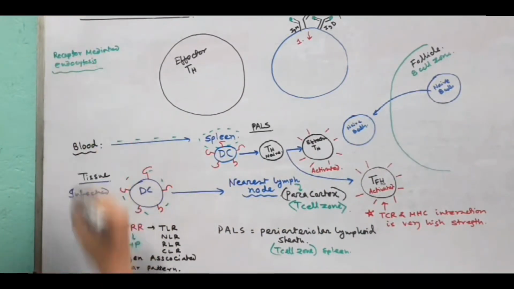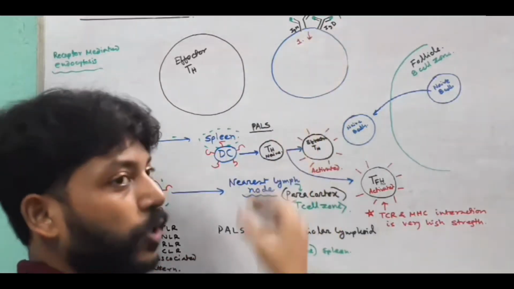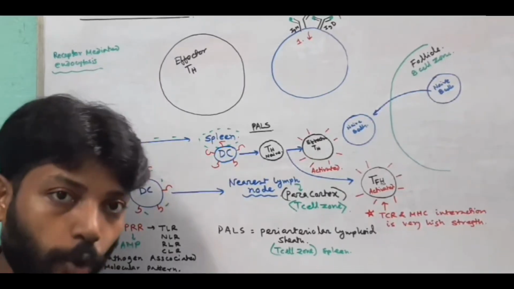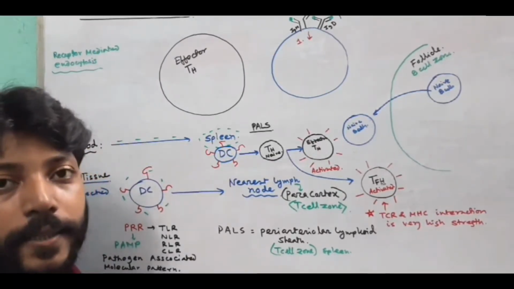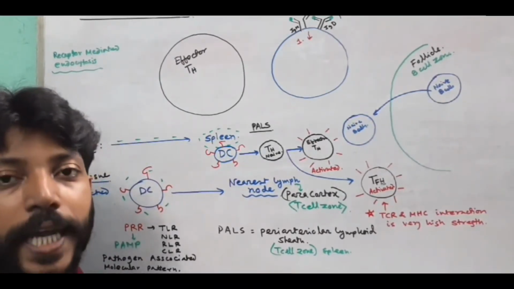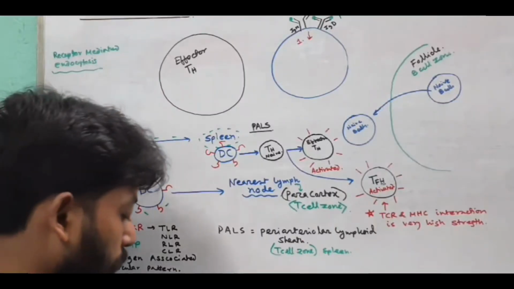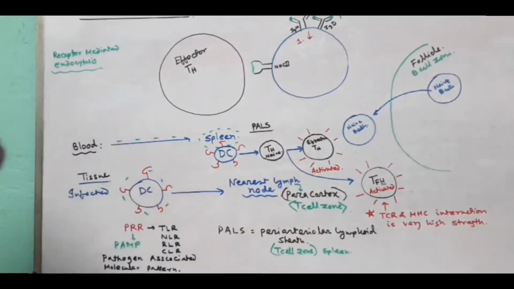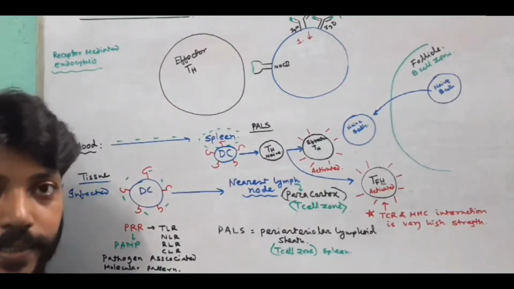By this process, this B cell engulfs the antigen along with the antibody, processes the antigen, and presents the antigen fragment with the help of MHC2 molecules. So let me draw an MHC molecule. As we all know, the B cell is a professional antigen presenting cell, so it has a class 2 MHC molecule.